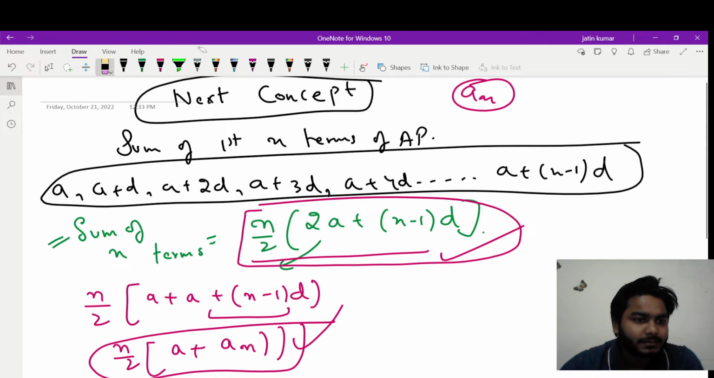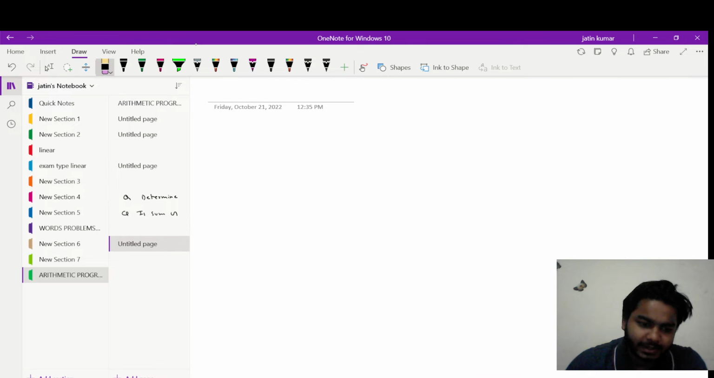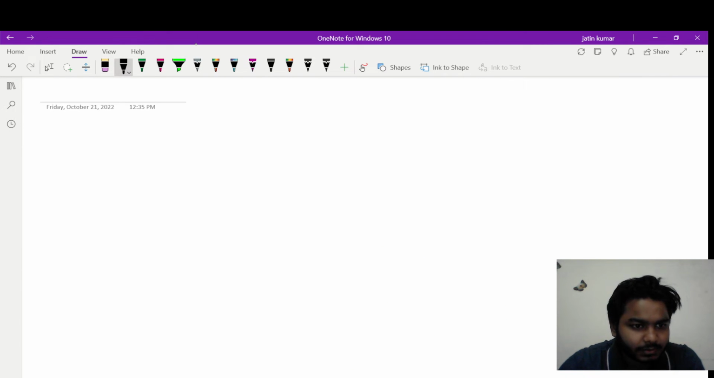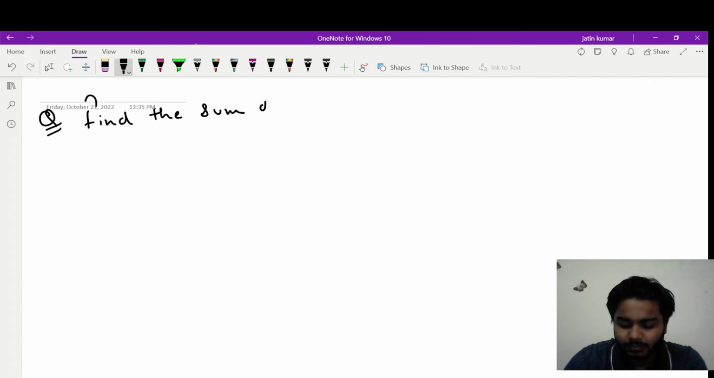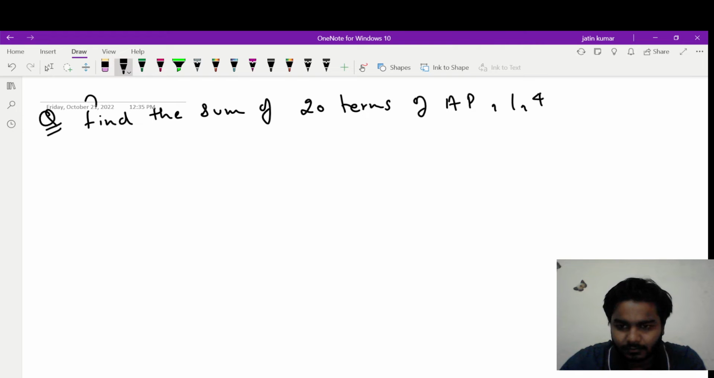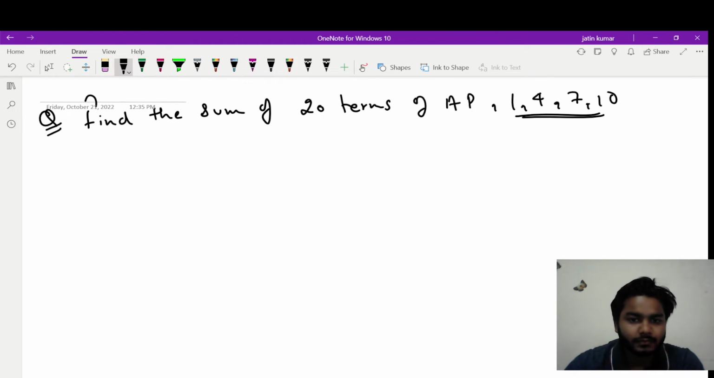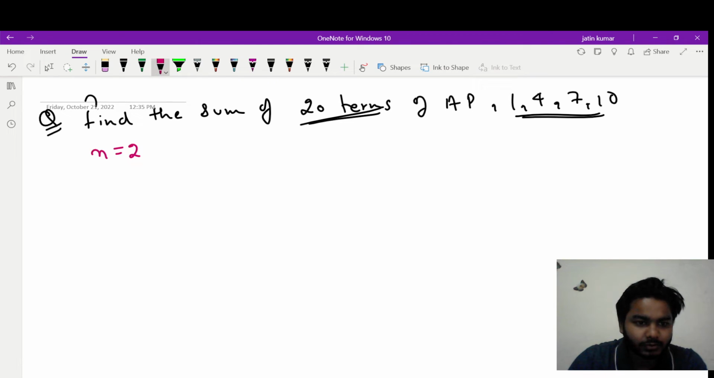Now the question will be simple, just apply the formula and find the value, okay. Now what type of question? Find the sum of 20 terms of the AP 1, 4, 7, 10. Now this will be the question and we have to find the sum of 20 terms. This 20 is our n, because we have to find the sum of all total 20 terms of the AP, okay.